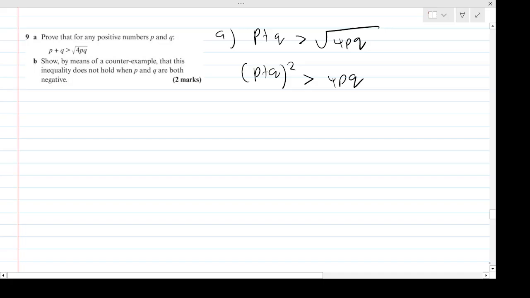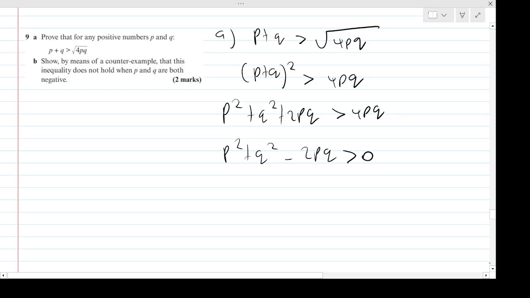Okay, then I have that bracket. Let's expand it, right? That'll go to p squared add q squared add 2pq would then be greater than 4pq. Then we can take away 4pq from both sides to get p squared add q squared take away 2pq would be greater than 0. Now, we can't do anything more with that, but that almost looks like I can factorise it.